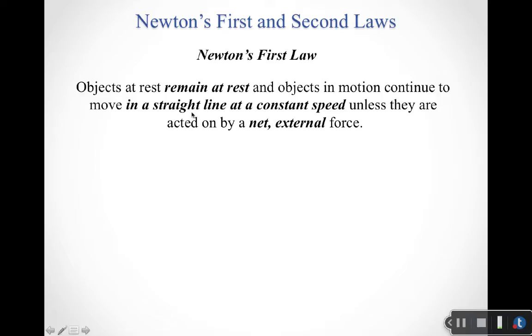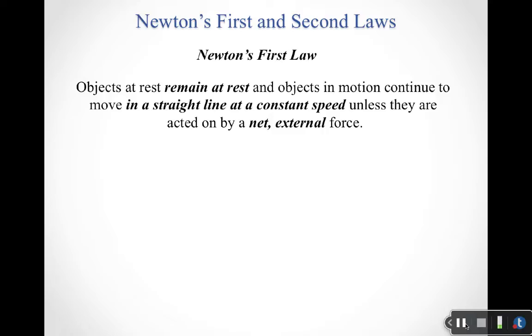Part of what this tells us is if an object's just sitting there and no net external force acts on it, it's going to continue to just sit there. But if an object is moving, we said there are three ways that an object can accelerate. It can speed up, it can slow down, or it can turn. Well, what this says is if there's no net external force, then there's no acceleration, because your object isn't turning, it's moving in a straight line, and it's moving at a constant speed, so it's not speeding up or slowing down.